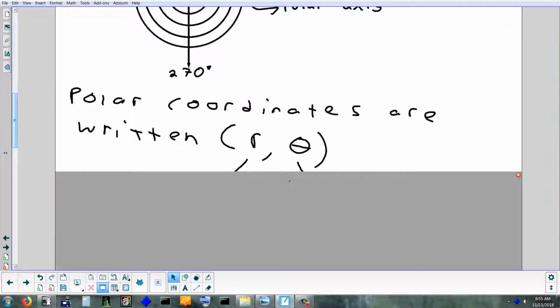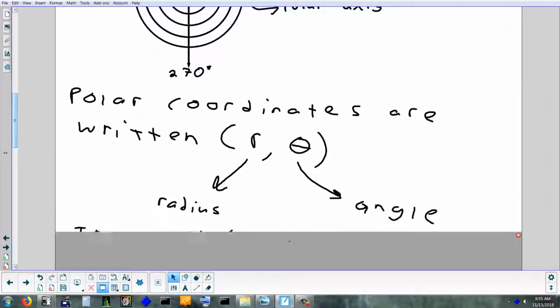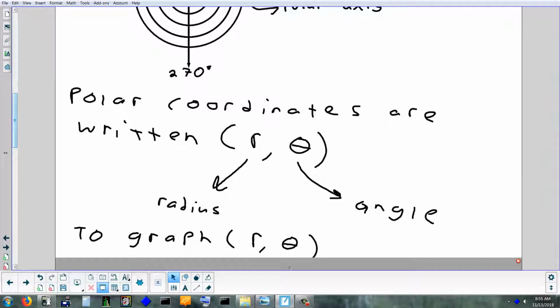So a point in polar is still written with two numbers, but it's not an x and a y. It's a radius, and it's an angle. That's what the r and that's what the theta stands for. And I'll show you how you graph in a second.